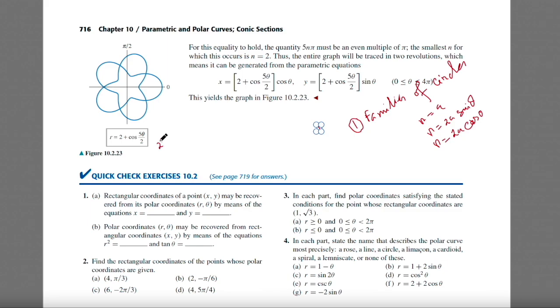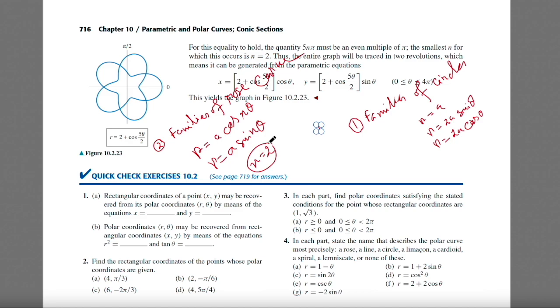Number 2, we discussed families of rose curves. Yesterday, the family of rose curves was like this: r equal to a cos n theta, right? Or r equal to a sin n theta. We can sketch only for the n equal to 2 case. We can plot r equal to a cos 2 theta or r equal to a sin 2 theta.